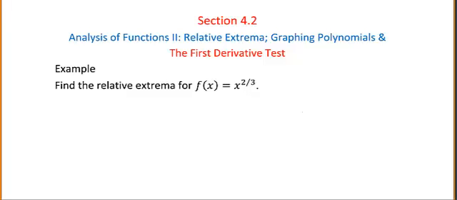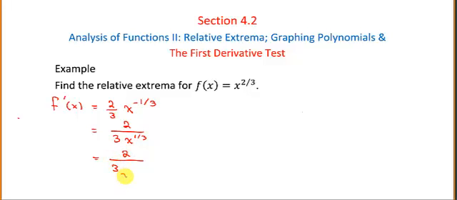Here's a second example where we'll be using the first derivative test, and let's find the relative extremum for f of x is equal to x to the 2/3. Well, first we need to find critical points, so we'll take a derivative, and that will be 2/3 x to the 2/3 minus 1, or 2/3 minus 3/3, which is negative 1/3. That would be equal to 2 over 3 times x to the 1/3, which is 2 over 3 times the cube root of x.